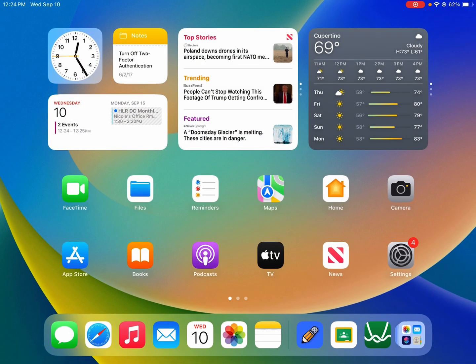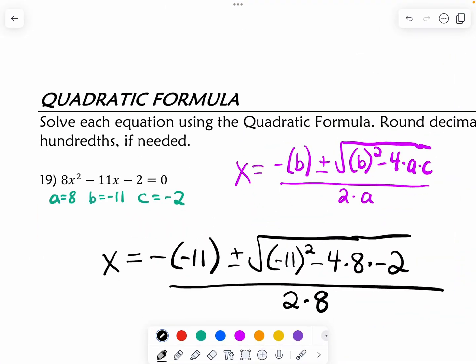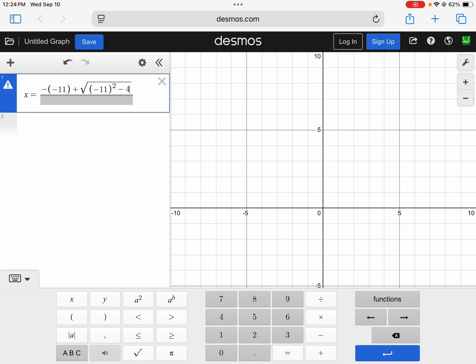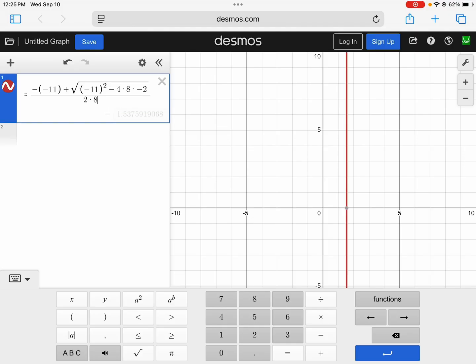Let's see what a was. A was 8 and c was negative 2. So I type those in, and then it's 2 times a, so 2 times 8. So my first answer is 1.54, rounding to 2 decimal places.